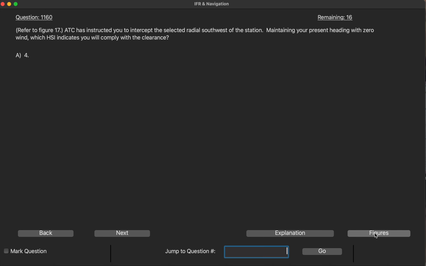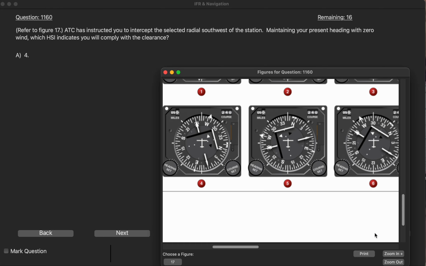Refer to Figure 17. ATC has instructed you to intercept the selected radial southwest of the station, maintaining your present heading with 0 wind. Which HSI indicates you will comply with the clearance? It's going to be number 4.